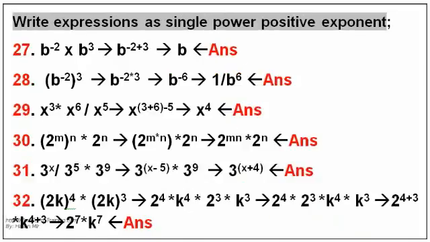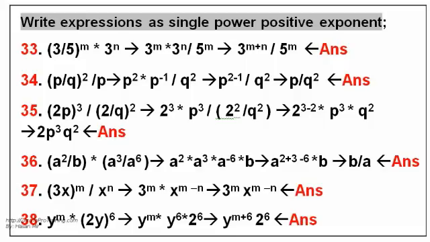Exercise. Positive exponents. 27. Is b. 28. 1 divided by b power 6. 29. x power 4. 30. 2 power of the product of m and n. 31. 3 power x plus 4. 32. Product of 2 power 7 and k power 7.